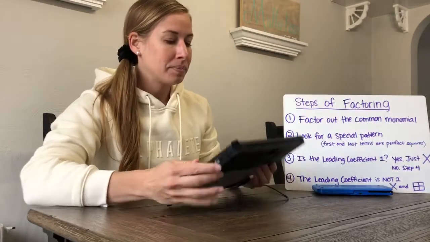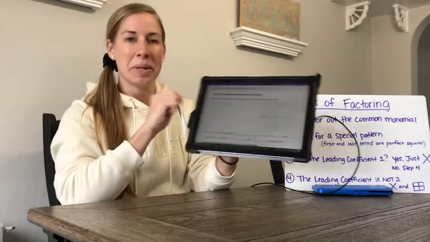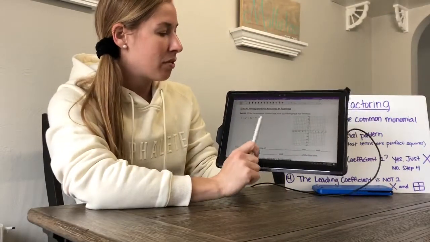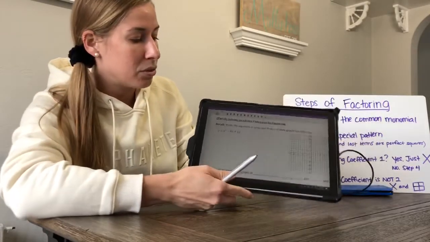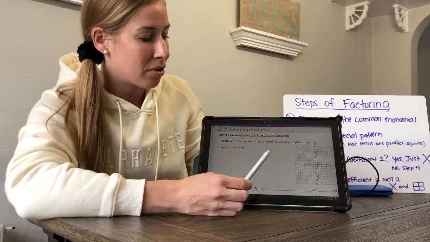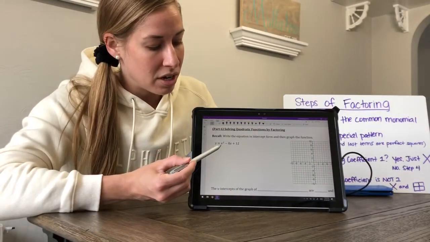So, part 6, we're solving quadratic functions by factoring, and so this is review right here. We're going to write the equation in intercept form and then graph the function. So what form is this function in now?